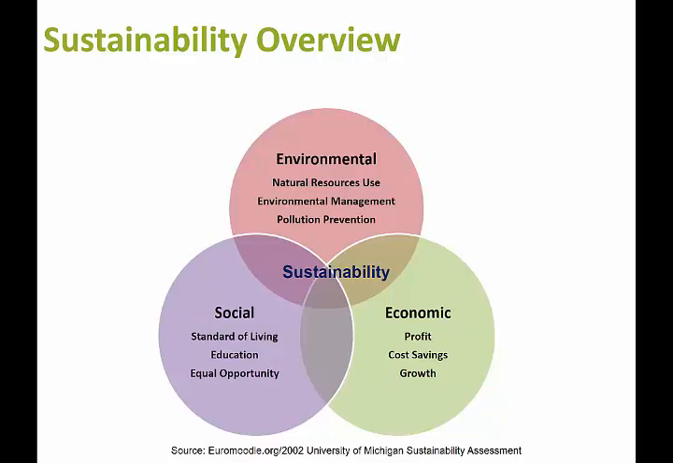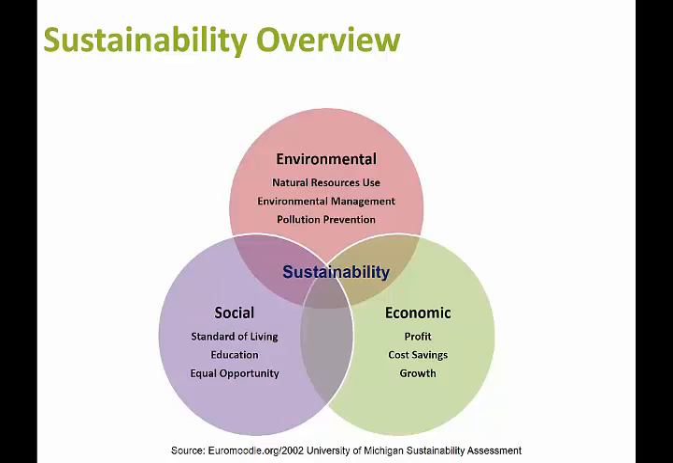Here are the three pillars of sustainability: environmental, social, and economic. The environmental pillar includes natural resource use, environmental management, and pollution prevention. The social pillar encompasses standard of living, education, and equal opportunity. And the economic includes profit, cost savings, and growth. There is a need to have indicators within these three pillars.